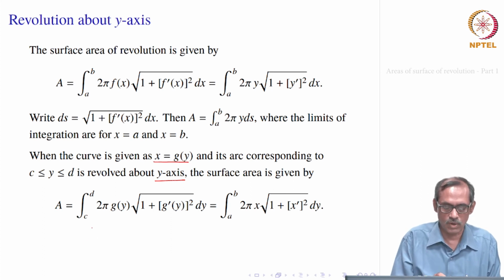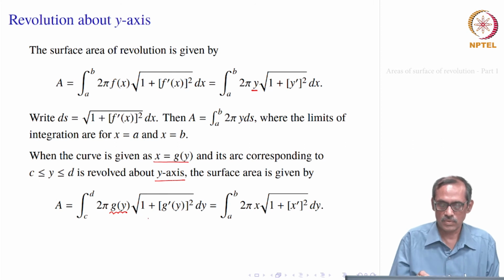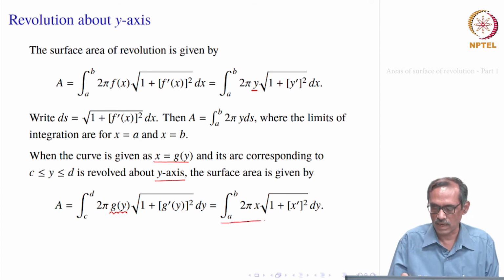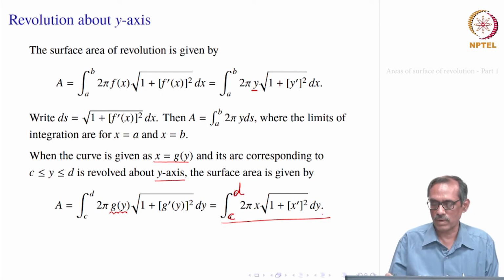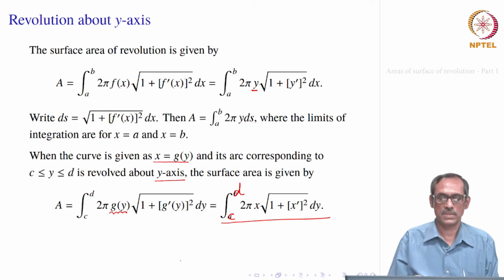Now, the surface area will be 2 pi times same g of y, just like your y here, you will be taking x now, x equal to g of y, and ds, which becomes now square root of 1 plus g prime of y square dy. So, that is the way we can think. Integral says c to d, not a to b, it is c to d, 2 pi x square root of 1 plus x prime square dy, where y varies from c to d.